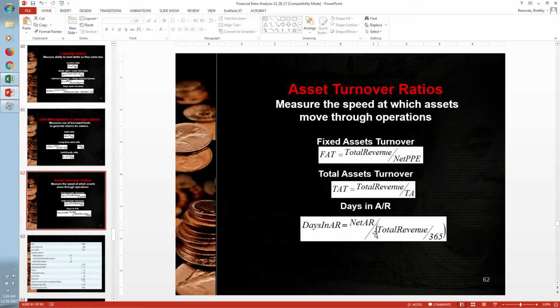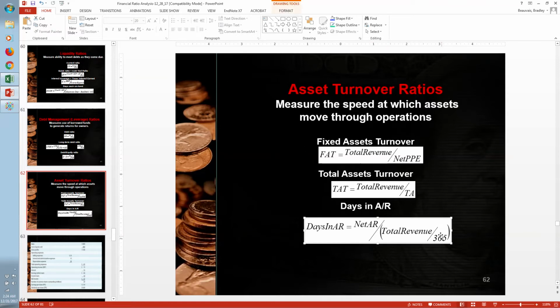Our net accounts receivable divided by our total revenue divided by 365. Sometimes you'll see this as a 360 number. As long as the organization remains consistent, we're in good shape.